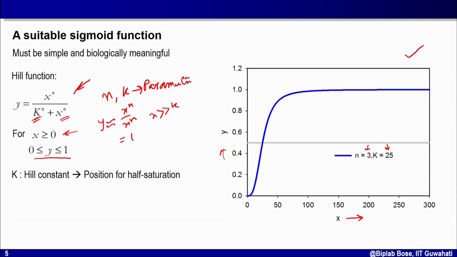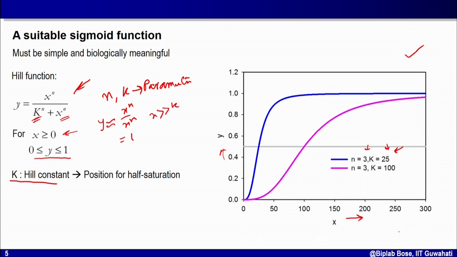K is called the Hill constant and it represents the position of half saturation. Let us look into that. I will change the value of k from 25 to something else, say 100. Then I get this pink curve. This gray line is representing 50%, 0.5. So it is intersecting the blue curve at this value, which is nothing but 25, and this gray line is intersecting the pink line at 100. So that is the value of k.